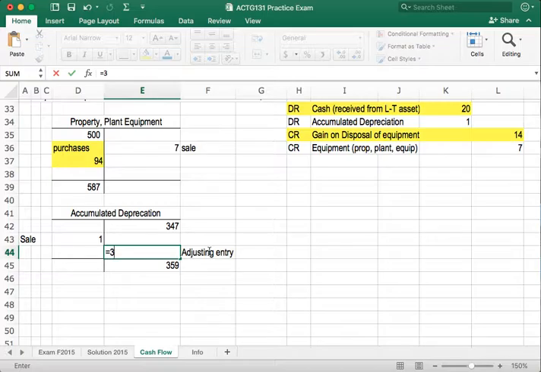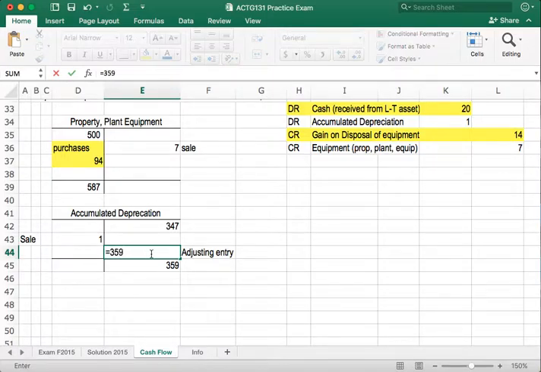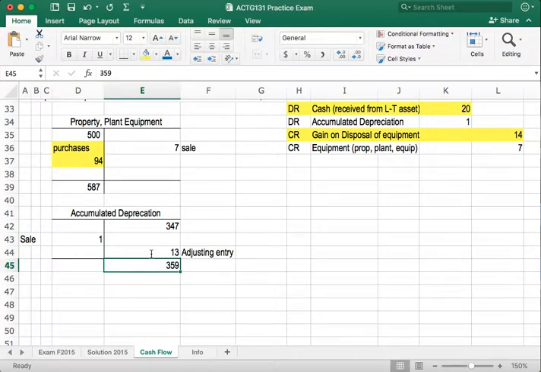no, I said that incorrectly. I better just use my Excel. So I have 347. I'm going to reduce it by 1 because of this 1. And that's going to equal 346. The difference between this 346 and 359 is going to be the adjusting entry. So 359 less 346 is 13.